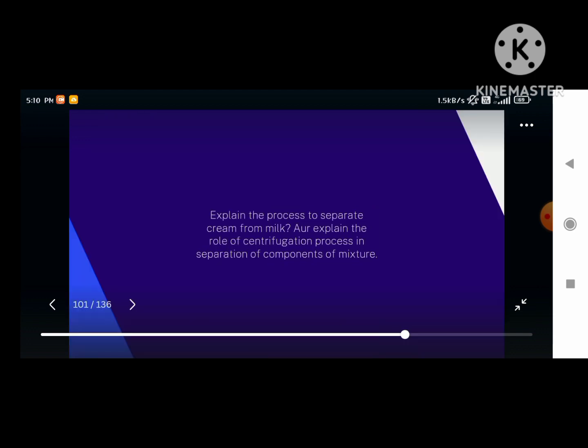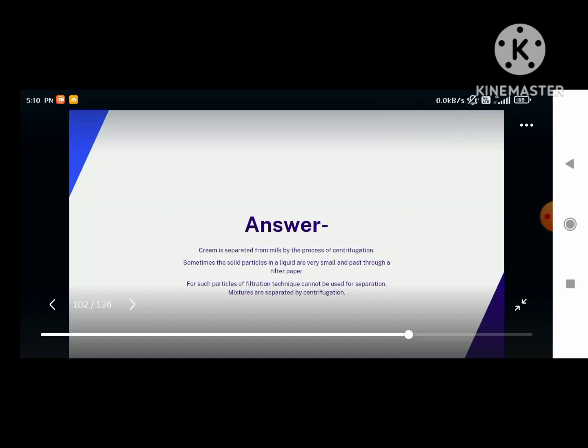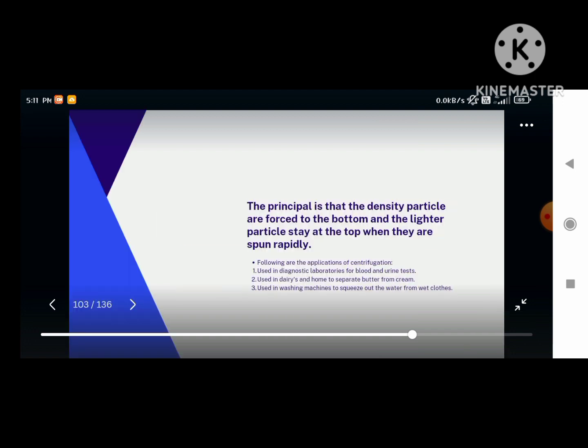Question number 8. Explain the process to separate cream from milk, or the role of centrifugation. Cream is separated from milk by the process of centrifugation. Sometimes the solid particles in a liquid are so small that they pass through filter paper. For such particles, the filtration technique cannot be used for separation. Mixtures are separated by centrifugation. The principle is that the denser particles are forced to the bottom and the lighter particles stay on the top when they are spun rapidly.